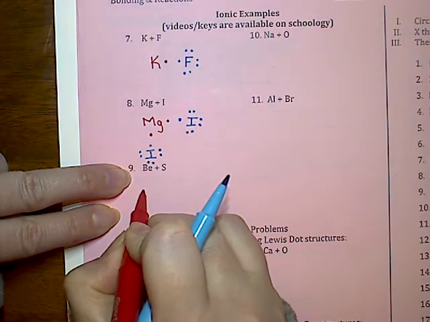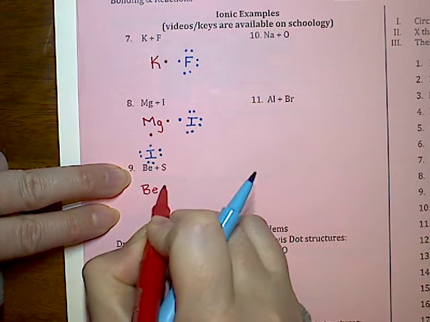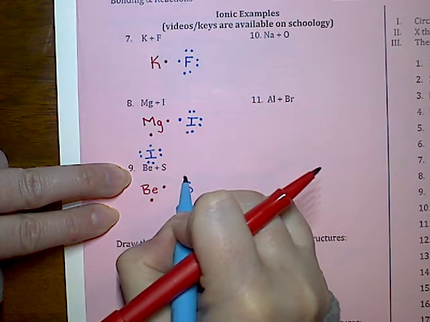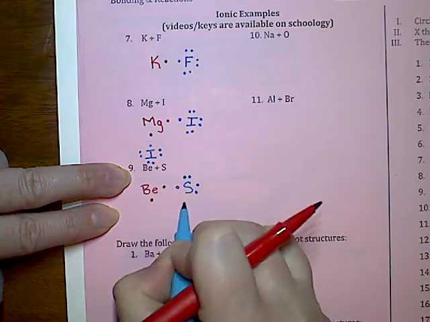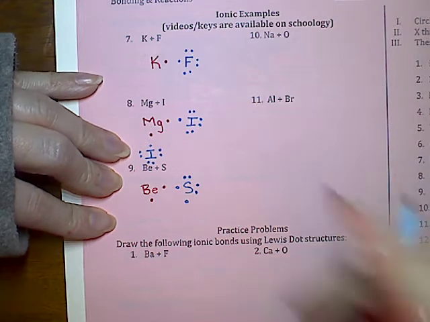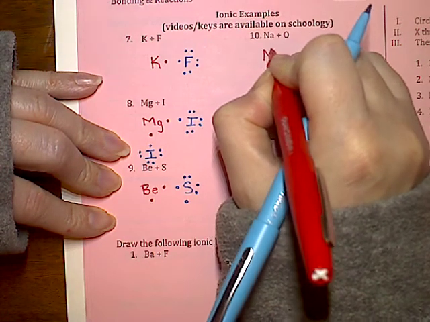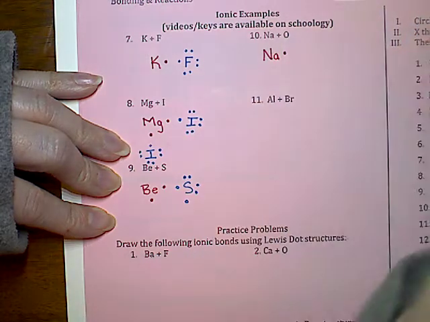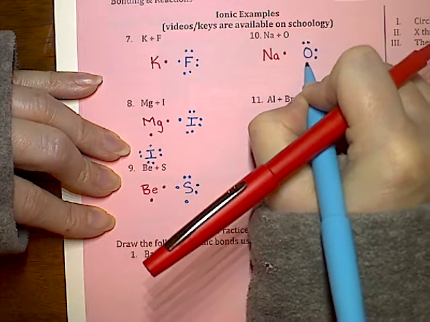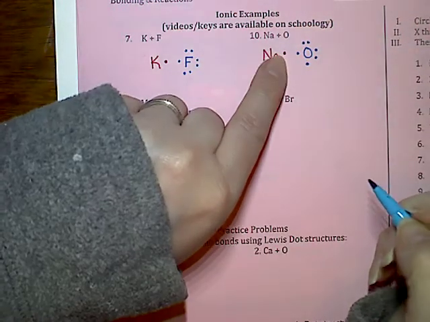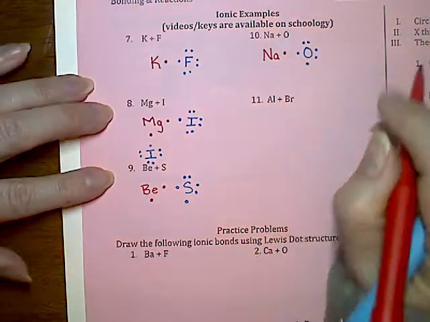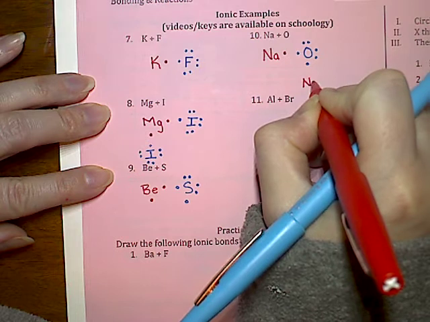Beryllium, left side of the periodic table, has 2 dots. Sulfur is on the right side of the periodic table. It has 6 dots. And I'm going to let that guy alone. Sodium, left side of the periodic table, 1 dot. Oxygen, right side of the periodic table, 6 dots. Once again, those guys work together. We have a lonely dot here. So I have to finish the puzzle using a sodium.